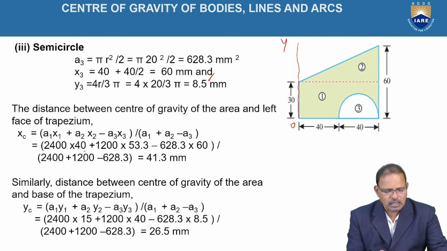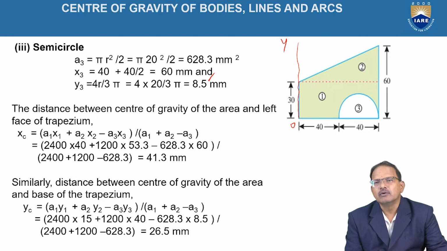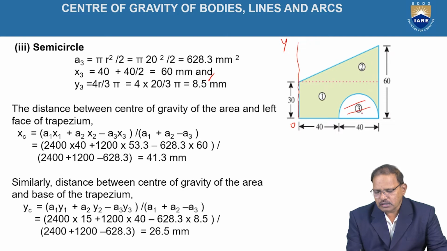On substituting, a1 is equal to 2400, x1 is equal to 40, a2 is equal to 1200 into 53.3, minus of, since the area is removed, this area is represented with a negative sign in the equation. Hence, a1 plus a2 minus a3, which is equal to 628.3, into 60. On simplification we got 41.3 mm now.